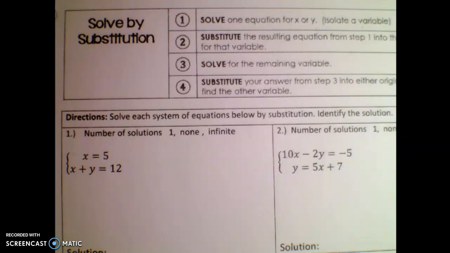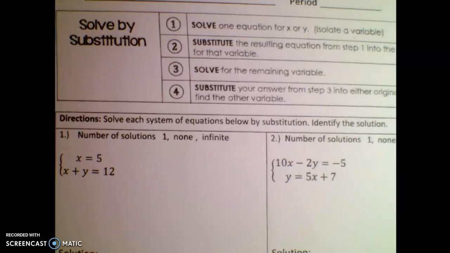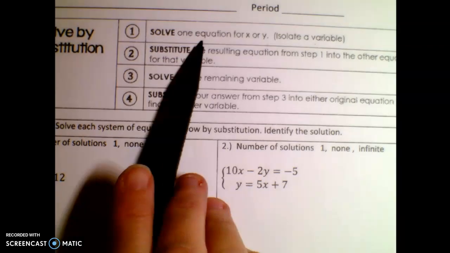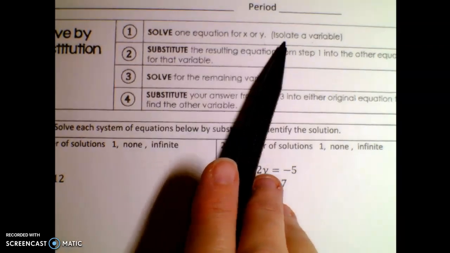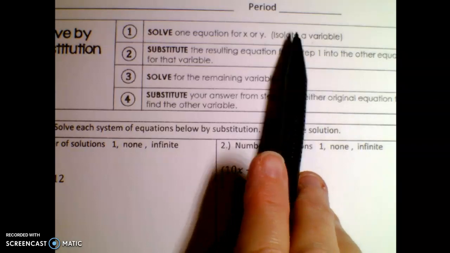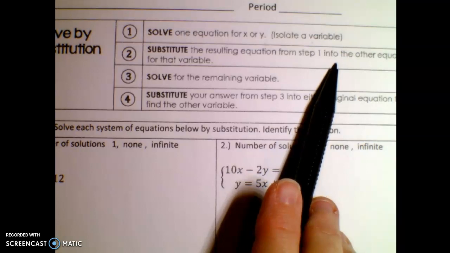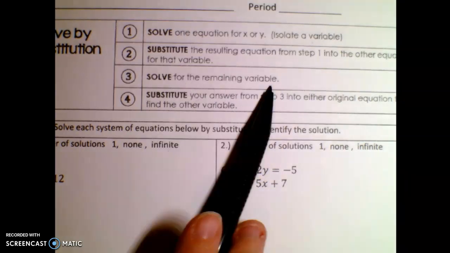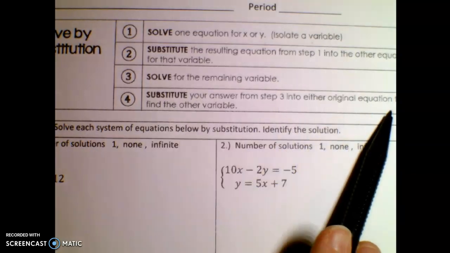In this video, we're going to solve a system of equations by using substitution. The method for substitution is here. Step 1, you solve one equation for the x or the y. It's called isolating the variable. Then you substitute the resulting equation from step 1 into the other equation and solve for that variable. Solve for the remaining variable, and then substitute your answer from step 3 into the original equation.